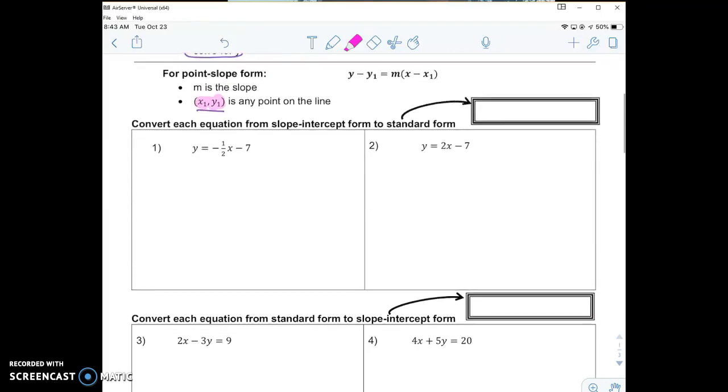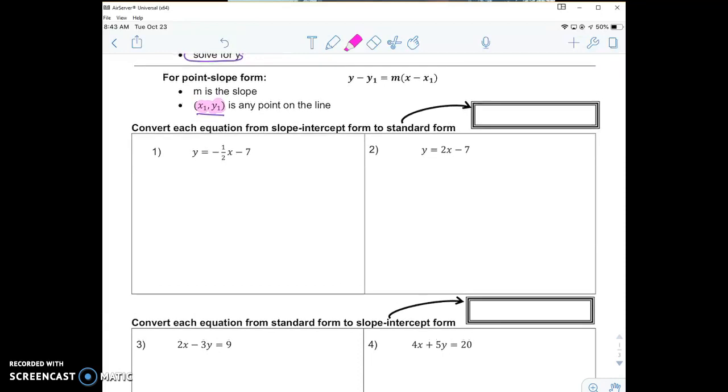Our first 2 problems say, convert each equation from slope-intercept form into standard form. Standard form is ax plus by equals c. Remember, for standard form, we cannot have any fractions. So for number 1, y equals -1/2 x minus 7. First, I want to clear the fraction. Get rid of that fraction. And I can do that by multiplying by the denominator, or the bottom number. In this case, it's 2.